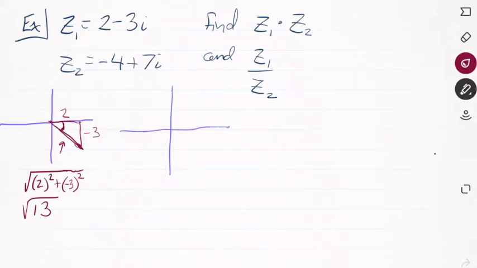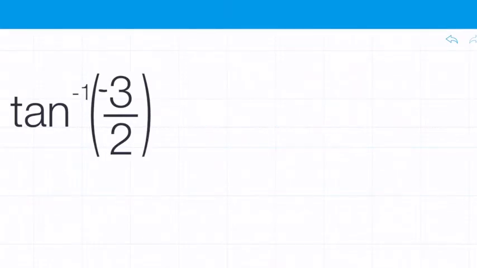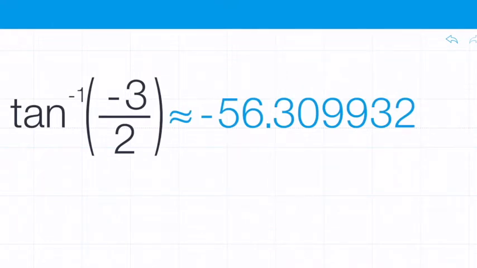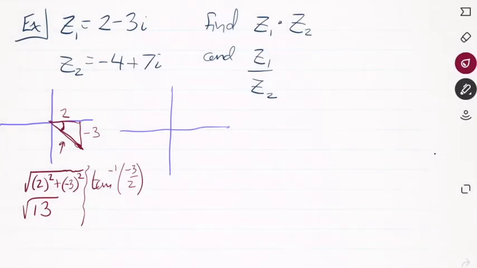And then we can look for the angle by doing tan inverse of negative 3 over 2. So let's see here. Tan inverse of negative 3 over 2 is negative 56.3 degrees. And negative 56.3 degrees does put you into the fourth quadrant. So that gives me my polar form of z1.